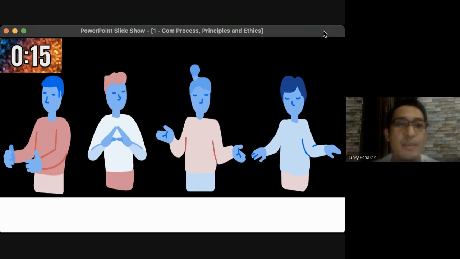Let's begin with the person on the extreme left. So let's start from left to right. The first person, the second, third, and then fourth, starting from the left. Any idea that you can share regarding the gesture or the hand gesture of the person on the left? What kind of person do you think this person is based on his gesture? Anyone?